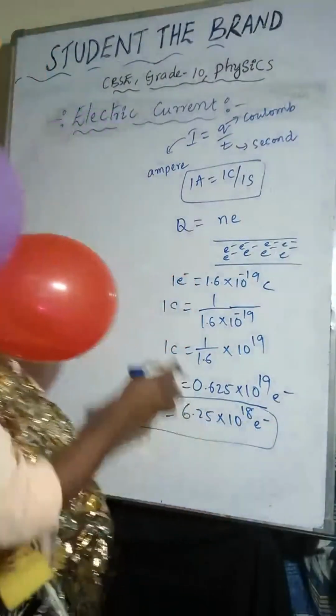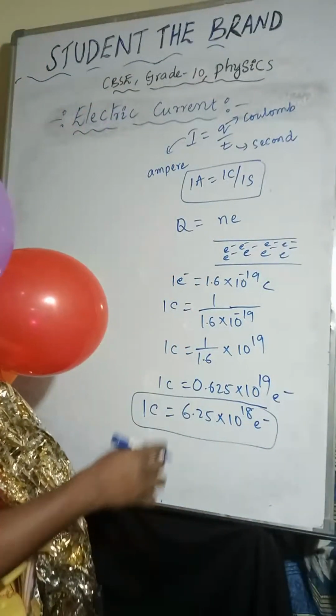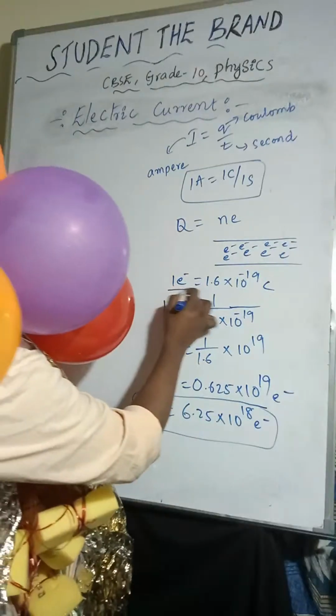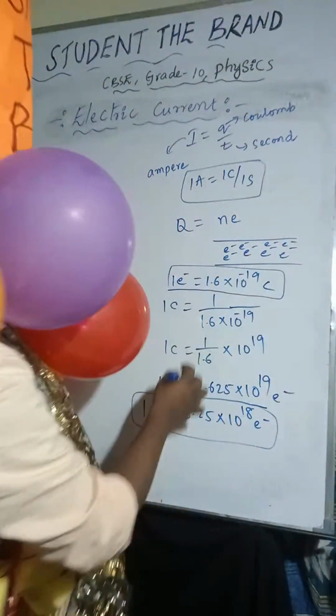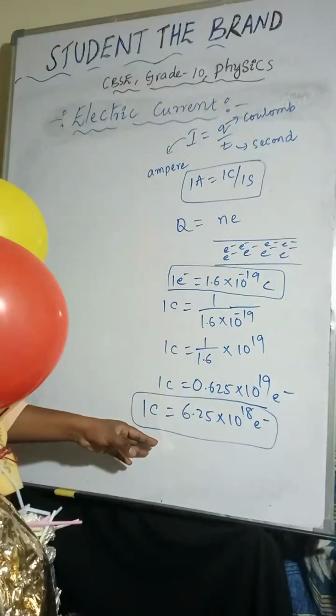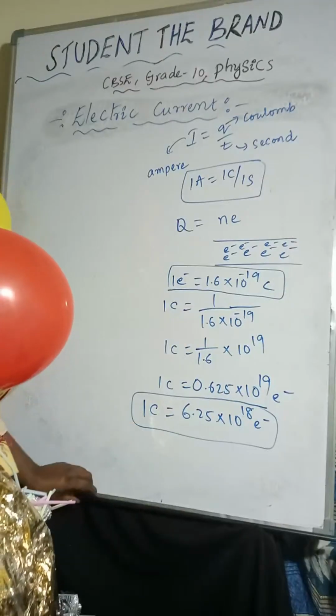These two points are very important. On 1 electron, how much charge is present? In 1 coulomb, how many electrons are present?